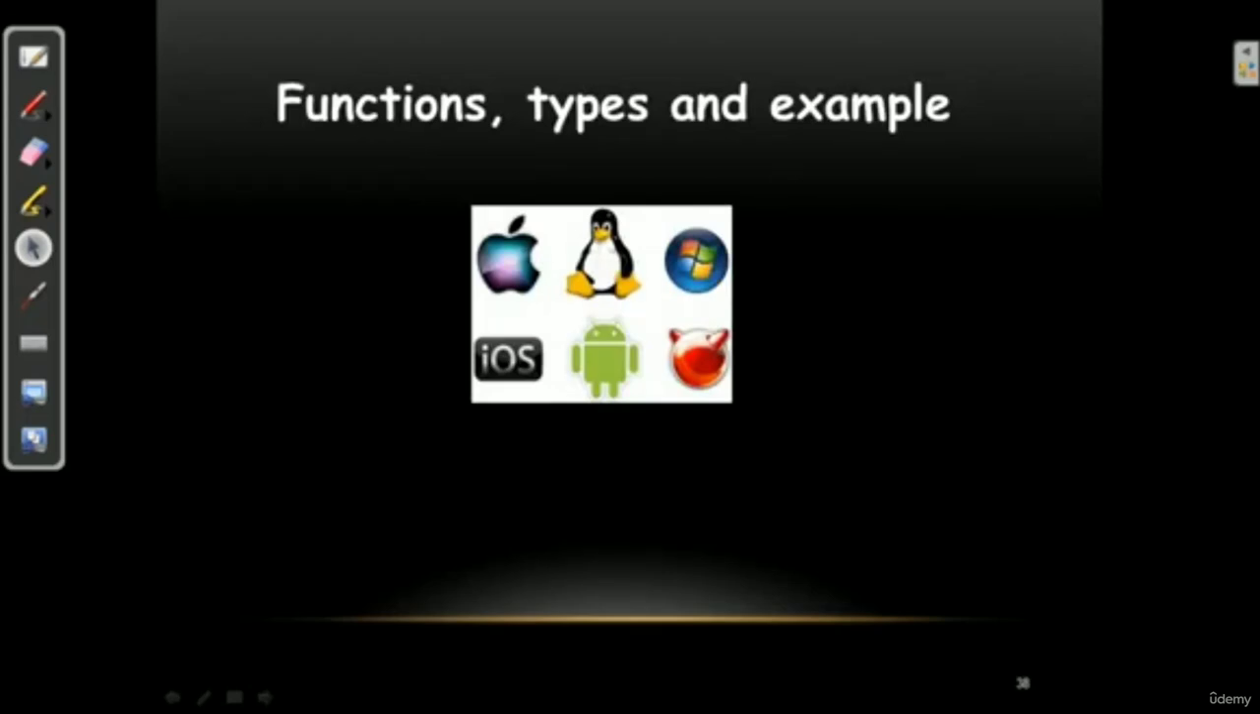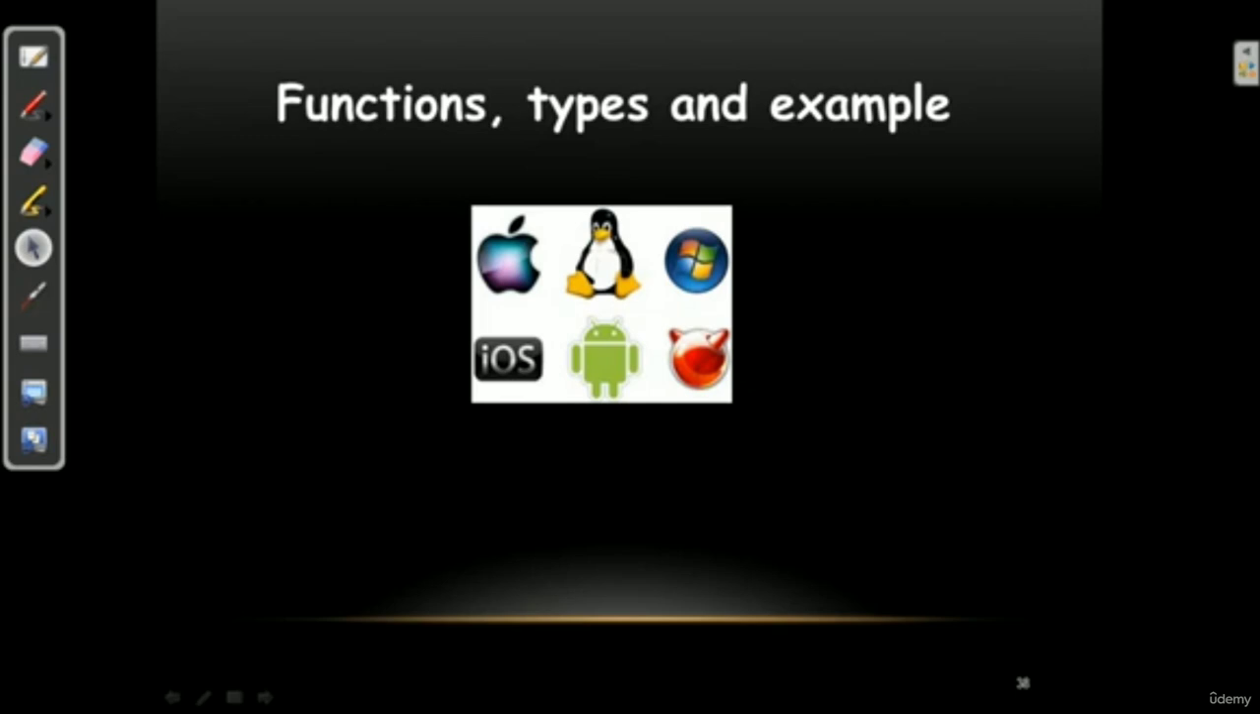So here we are, and now we are going to see the function, its types and its examples. Well, as you can see in the picture, these are some of the most famous operating systems all around the globe. No matter which country or continent you are living in right now, you must have seen at least one of them. The first one is Mac, the second one is Linux, the third one is Windows, the fourth one is iOS, the fifth one is Android, and the sixth one I do not know. There are so many operating systems that I do not know.